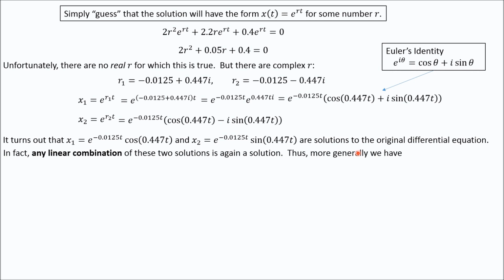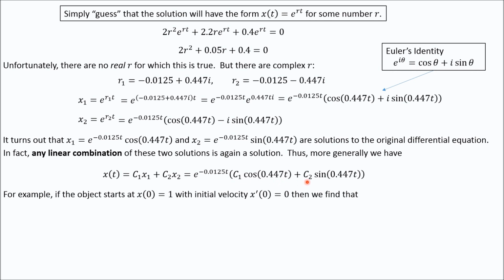And then, as before, any linear combination of these two solutions is again a solution to this differential equation. So in general, we have the general solution. I factored out the e to the minus 0.0125t, and we're left with c1 cosine 0.447t plus c2 sine 0.447t. This is our general solution. And as before, we have two constants, c1 and c2.